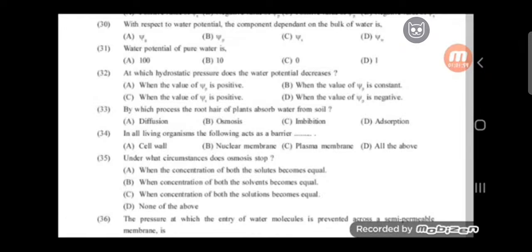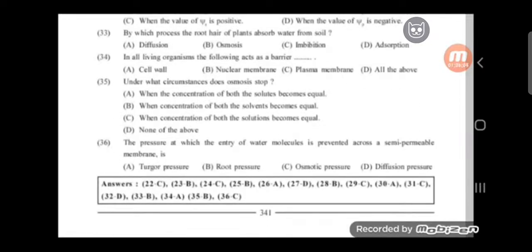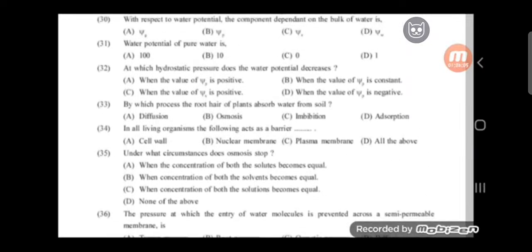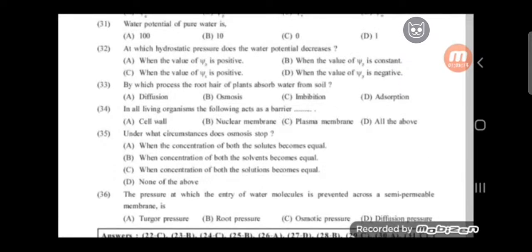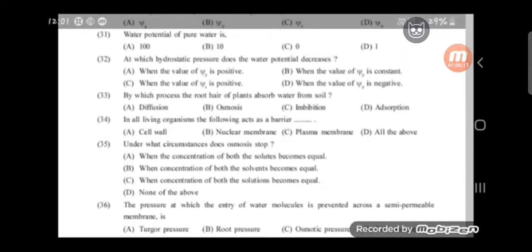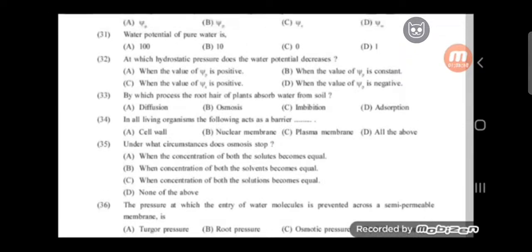So the correct answer for question number 33: the process by which the root hair of the plant absorbs water from the soil is option B, osmosis. By the process of osmosis, the root hair of the plant absorbs water from the soil. That is the correct answer for question number 33.